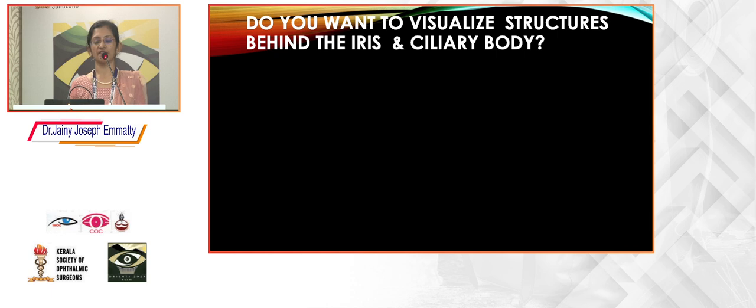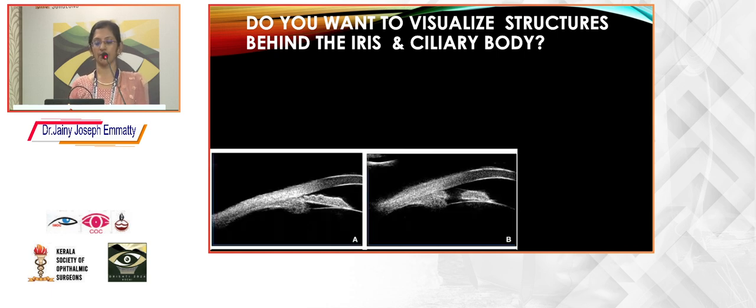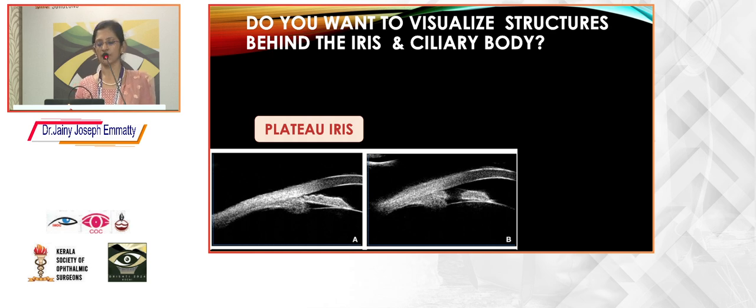If you want to visualize the structures behind the iris and the ciliary body, the imaging modality of choice is UBM. I can use an ASOCT to find out whether the angle is open or not. But if I want to know the mechanism of the angle closure, or if I want to rule out plateau iris, I should go for a UBM. Plateau iris is mainly due to the rotation of the anterior ciliary processes, and I should see whether the ciliary sulcus is present or not. In those cases, UBM will help us.